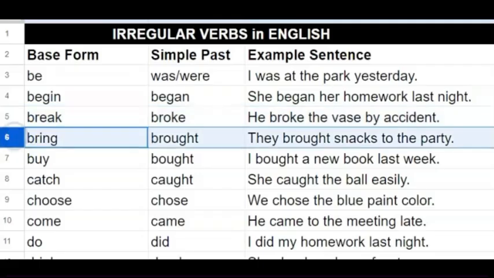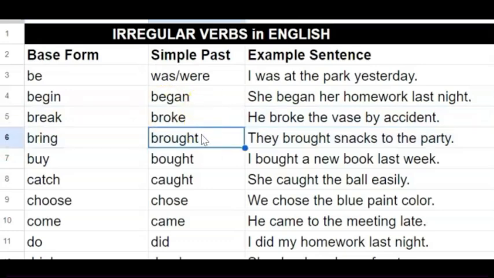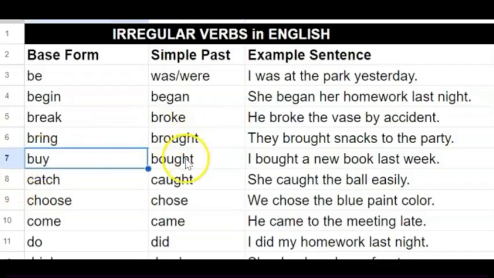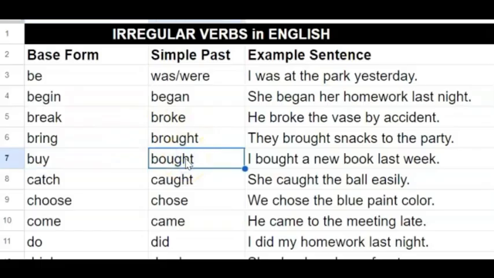And bring changes to brought for past tense. They brought snacks to the party. He brought, she brought, they brought, we brought. Buy turns to bought. I bought a new book last week. I bought, they bought, she bought, we bought.